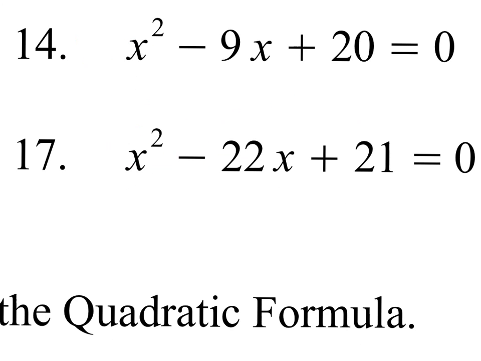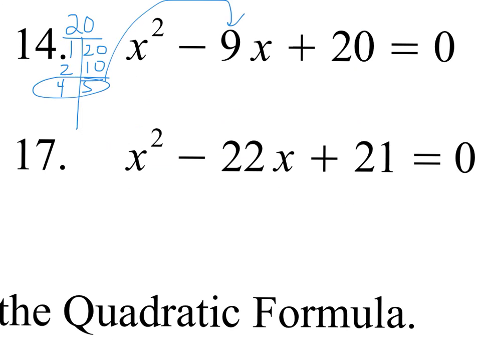Alright, so here the last number is 20. So you have to have factor pairs of 20. That's 1 and 20, 2 and 10, 4 and 5. These middle 4 and 5 combine to 9. So you have x minus 4, x minus 5, and the final answers are positive 4 and positive 5.